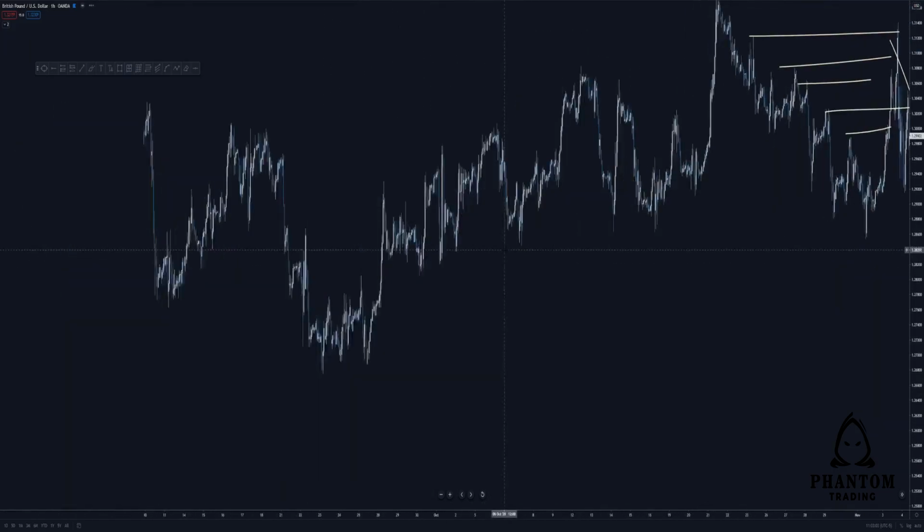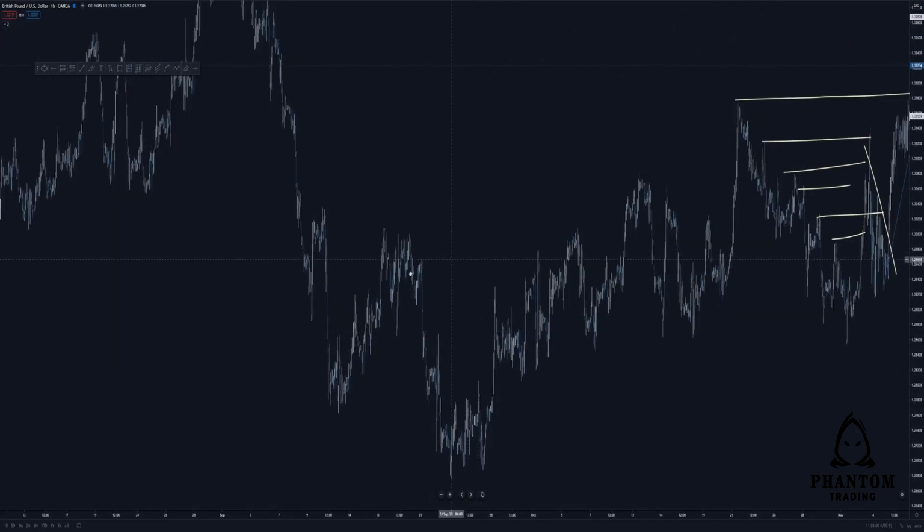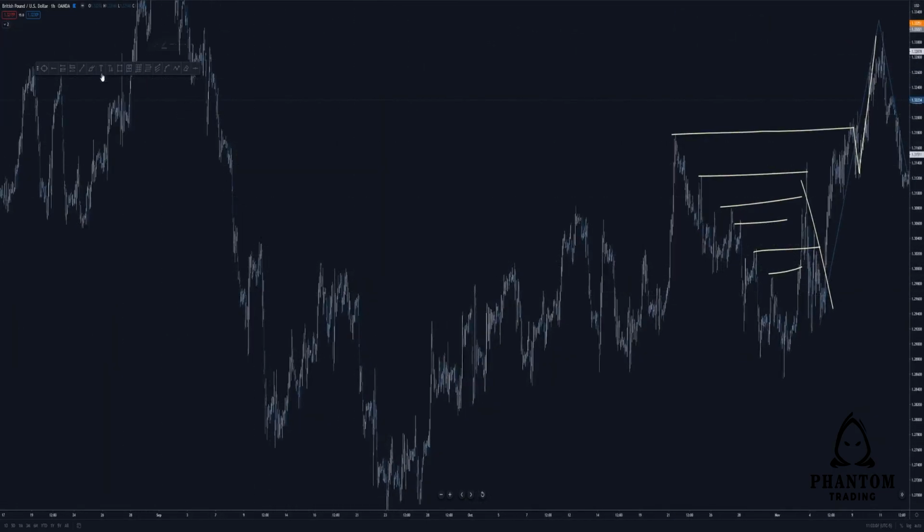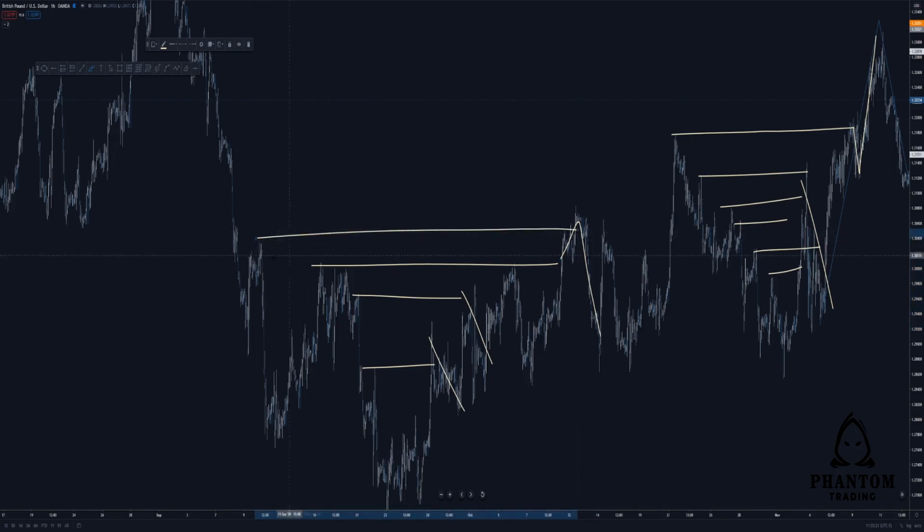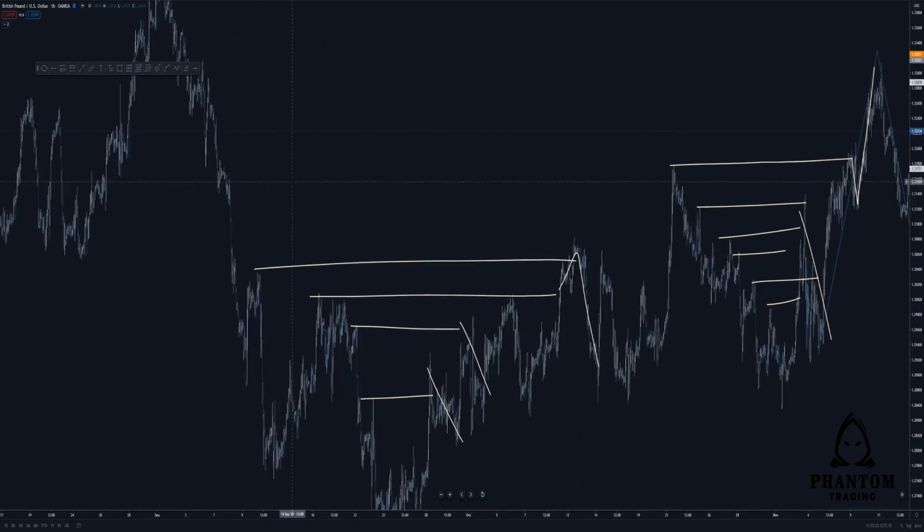Let's see. Right, we can see as well here, once price broke the structure, it retraced. Once price broke this structure, it retraced. Once price broke this structure, it did retrace. Yeah, same as this here. I guess it took out both of these, right?